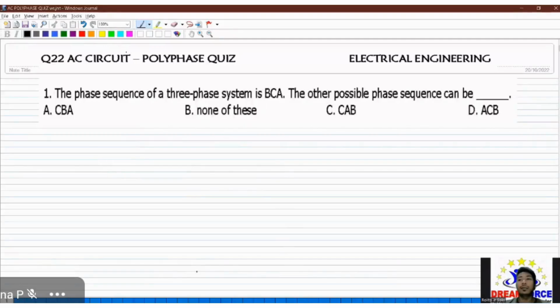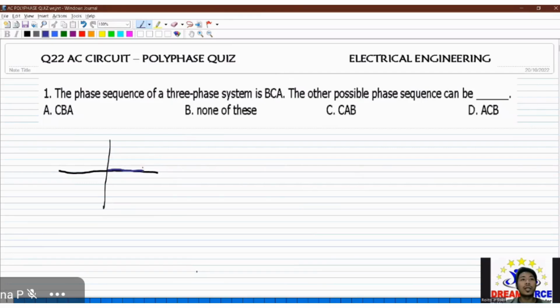Possible phase sequence. Okay, so di ba we have two basic sequences. So meron tayong positive sequence and then meron tayong negative sequence. Okay, so when we say BCA, i-rotate lang po natin yan.